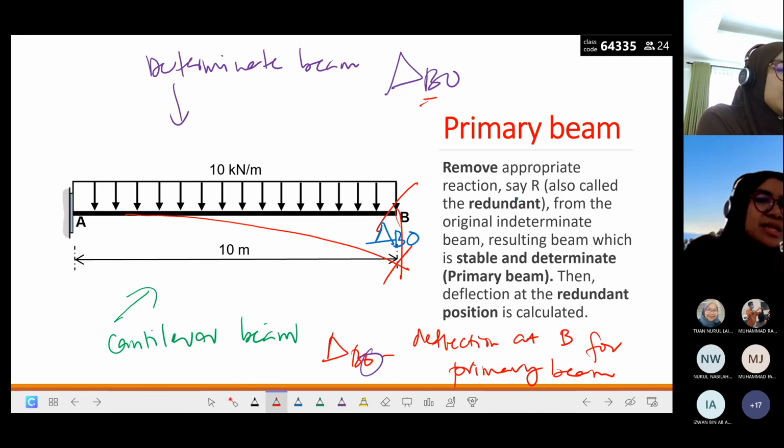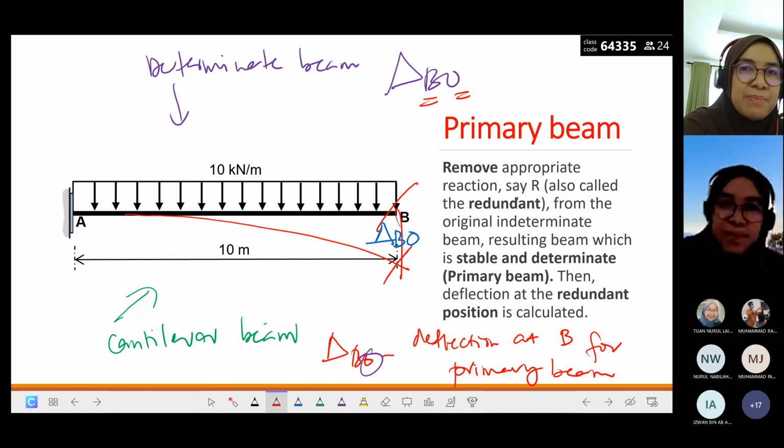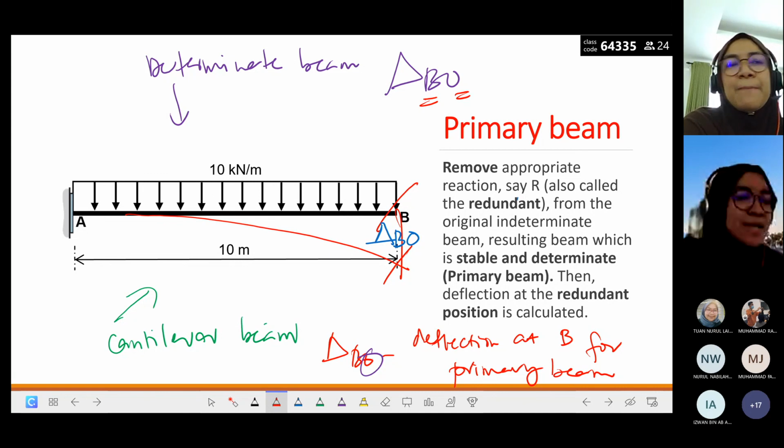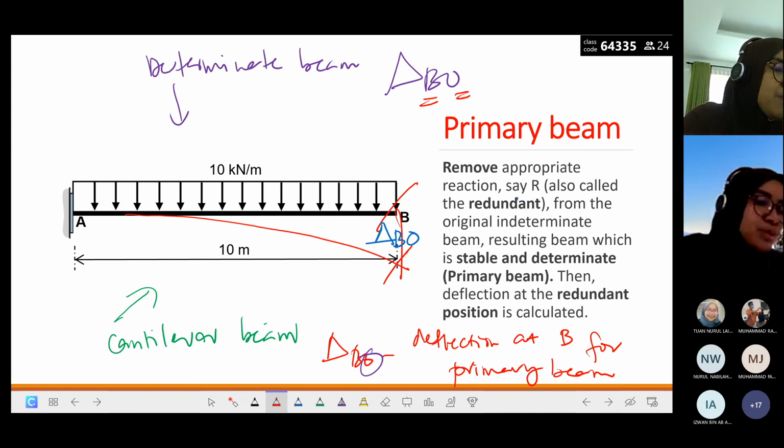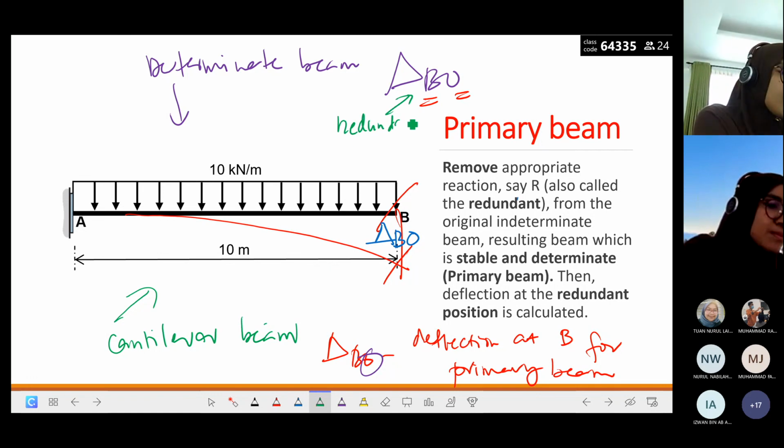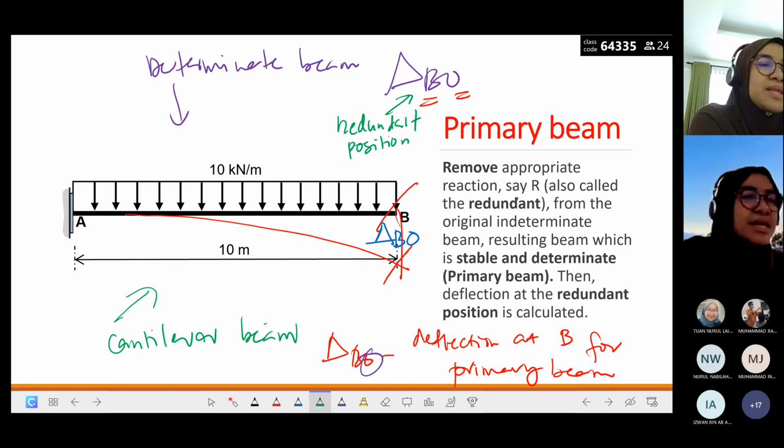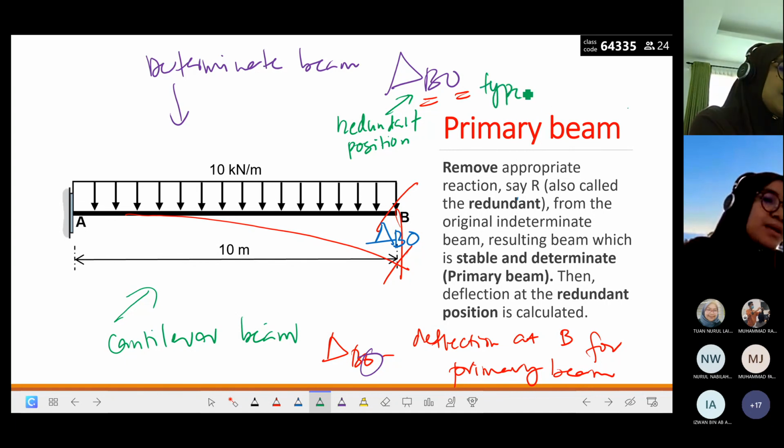The first notation is for the position, the second notation is for the type of beam. You have to remember this. This is very, very important. The first notation is for the redundant position, the position is at B. And the second notation is for what? The type of beam.